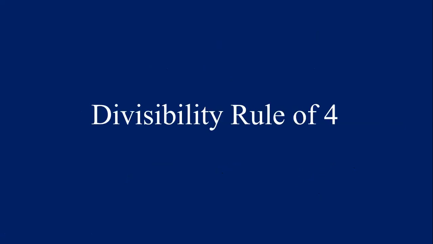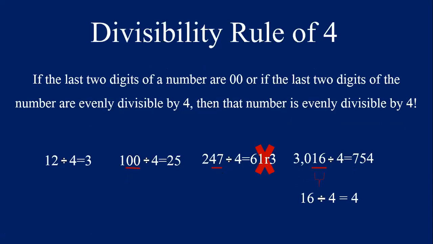The divisibility rule of 4. The divisibility rule of 4 tells us that if the last two digits of a number are 0, 0, or if the last two digits of the number are evenly divisible by 4, then that number is evenly divisible by 4. Let's look at the first one, 12 divided by 4. Now we know 12 is a multiple of 4, so that's going to be evenly divisible by 4, and our answer is a 3.